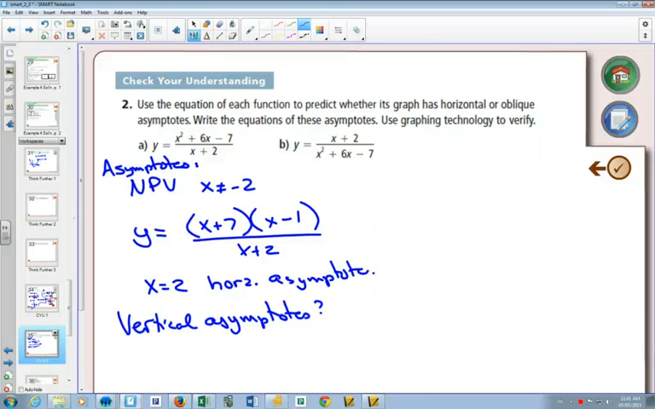Well, to find out if you have a horizontal asymptote, you look at your highest power. Highest power in this one is x squared. I have 1x squared on the top, no x squareds on the bottom. This is not possible. So for horizontal asymptotes, there is none. If you have no horizontal asymptotes, that means you're going to have an oblique asymptote.